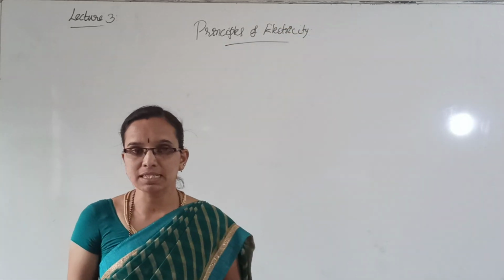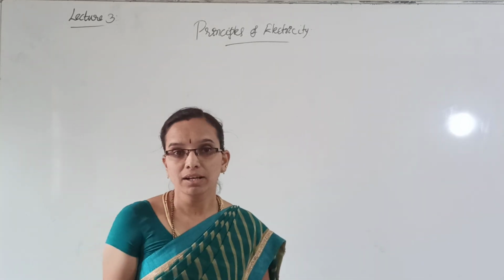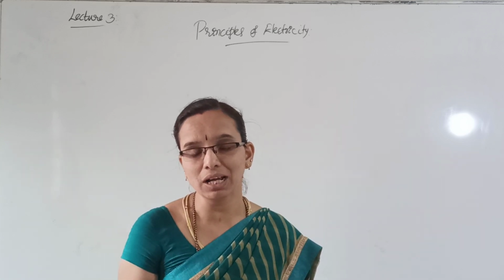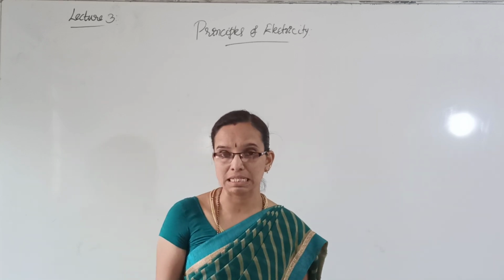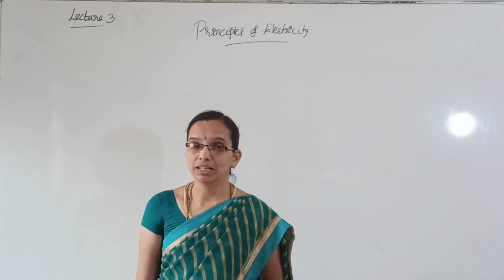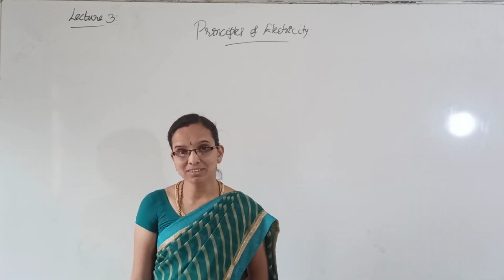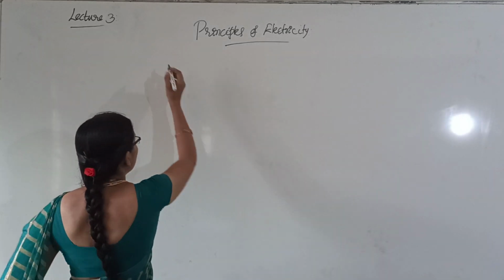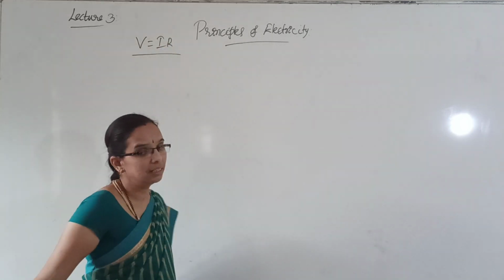In principles of electricity, we have studied up to Ohm's law, right? We have studied what Ohm's law is. Ohm's law is nothing but V is equal to IR, that is, the potential difference applied across a resistor or conductor is equal to the product of the current flowing through that conductor and the resistance of that conductor. Okay, so let's write Ohm's law here, which is very helpful in our further classes.